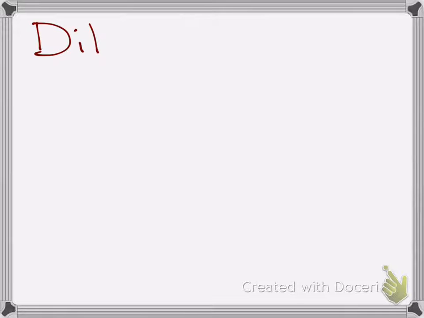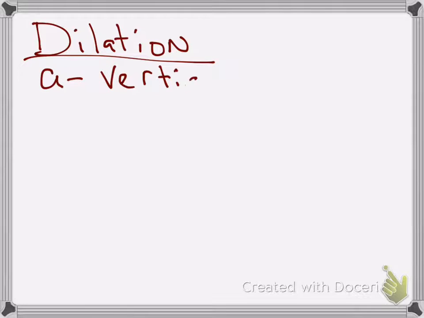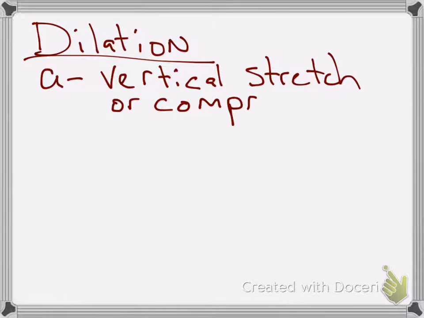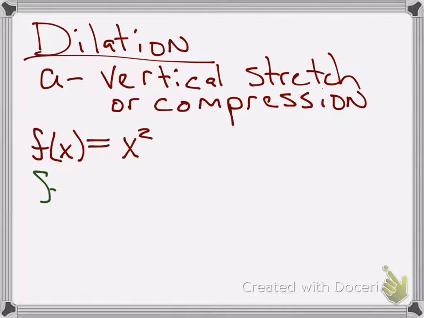Okay, now let's talk about dilation. Dilations are about making it stretch or compress, wider or narrower. If it's the A, which means it's the number in the very front, then it's going to be talking about a vertical stretch or compression. So let's give you some examples.